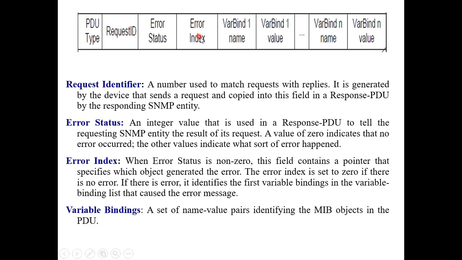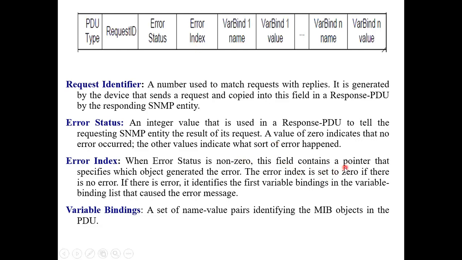Then error index, after the error status, we have the error index. When error status is non-zero, this field contains a pointer that specifies which object generated the error. देखो error status अगर 0 नहीं है, मतलब कोई number तुमने डाला है, तो you know कि this is the type of error that has occurred. And where is the error? कौन से? Because see, we have so many objects till n. Suppose there are 5 objects. Okay, 5 objects means 5 components in the network. So कौन से component में error हुआ है? Okay, so the error index will indicate that.